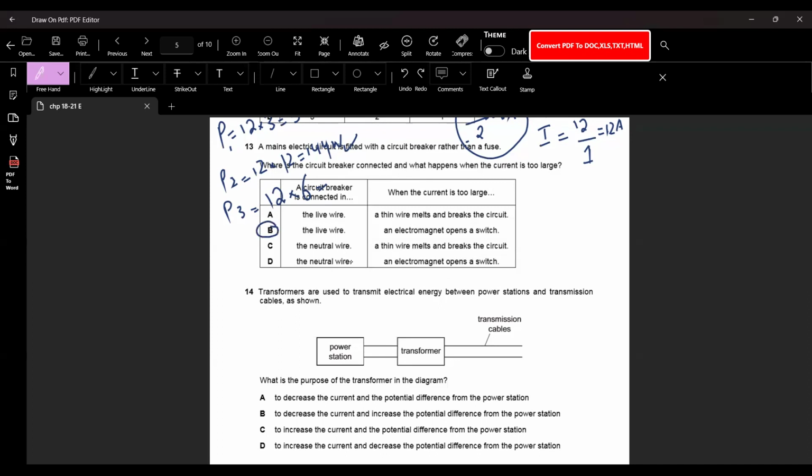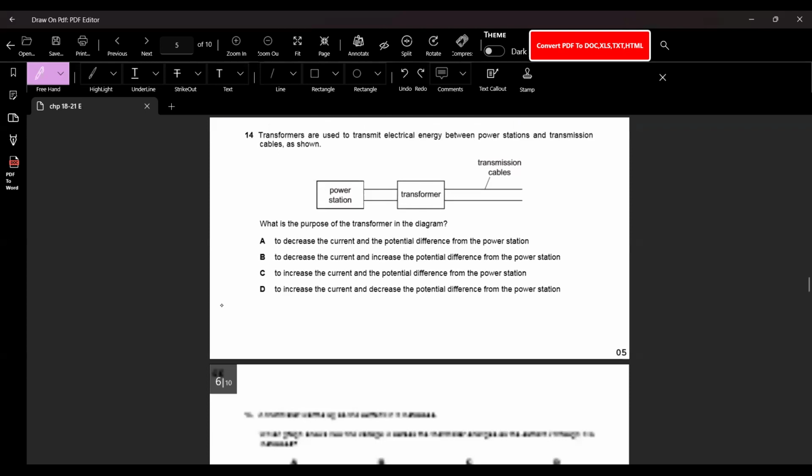In the first option, it says a thin wire is melted when a large current is passed through it. That happens in the case of a fuse, not in the circuit breaker. In the case of a circuit breaker, an electromagnetic switch pulls off the total circuit.